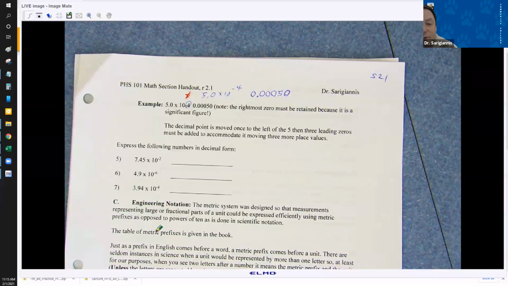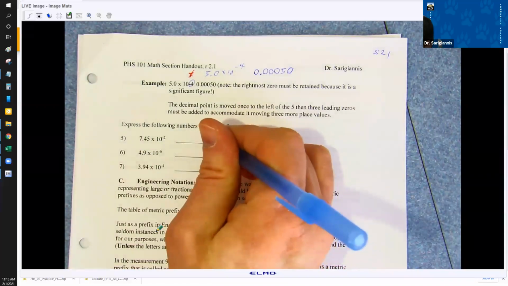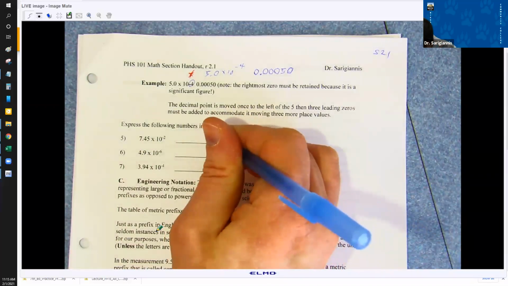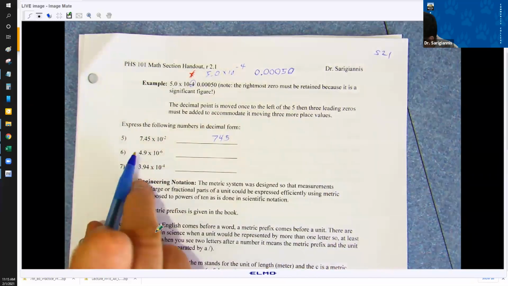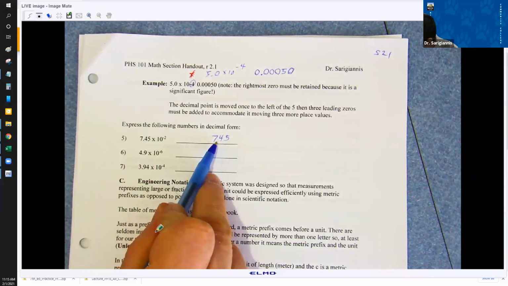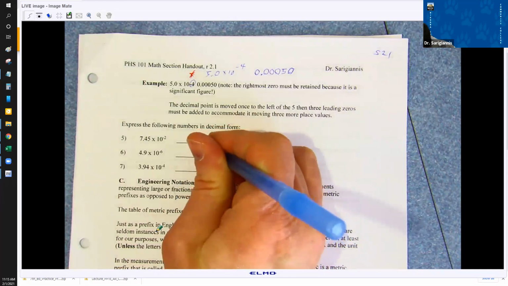So let's see, down here we've got some example problems. Let's start with the first one, number 5. 7.45 is my coefficient. And I'm going to write that as 745. I'm going to move my decimal point to the left, times 10 to the negative 2. So dividing by 10. So it's 1, 2, right? I need one more 0 in here.